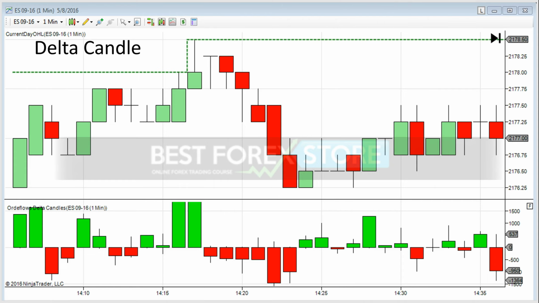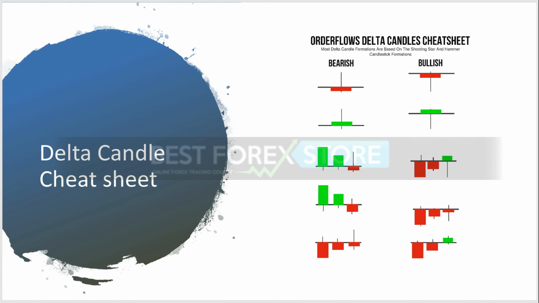Now, years ago, I created my Orderflows Delta Candles cheat sheet. And these are the most common candlestick formations that I look for in the delta. There's bearish ones, there's bullish ones. After I created this years ago, I wrote it out, put it on a piece of poster board and I stuck it to my wall.